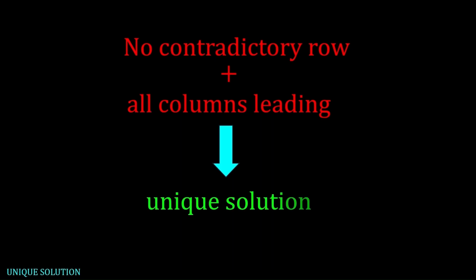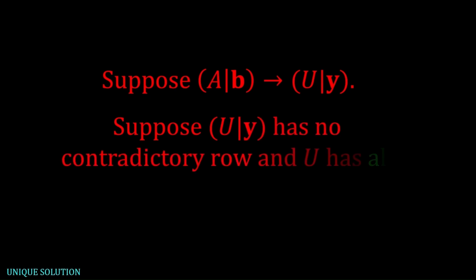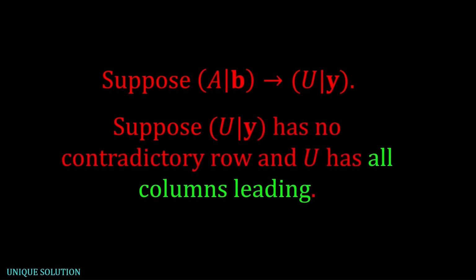Well, technically, when we want to prove both ways, we'll first just start with this direction. Okay, so let's do this. We'll make our assumptions, so we'll assume that we have A as a matrix and B as a vector, and we suppose that the augmented matrix transforms to [U|Y], where U is in row echelon form. Also, we assume that U has all columns leading, and also there's no contradictory rows anywhere. Now we just need to show there's a unique solution. Trust me, it's not too difficult.